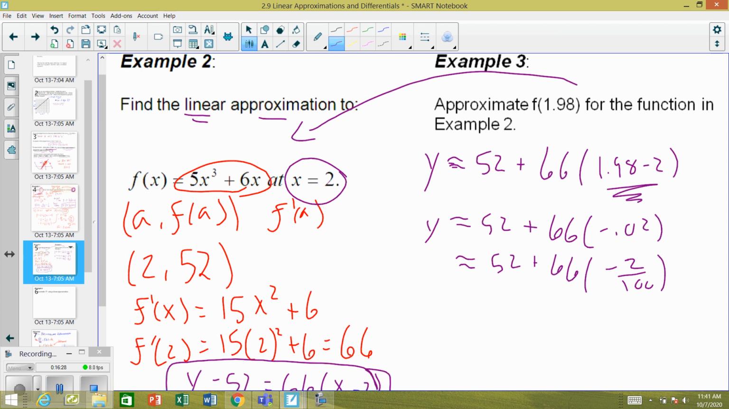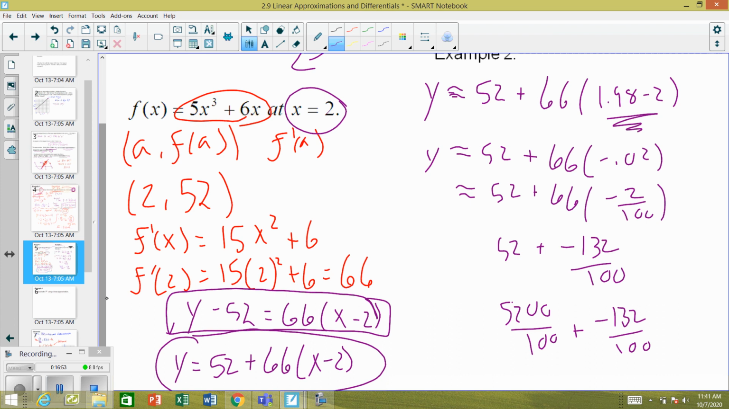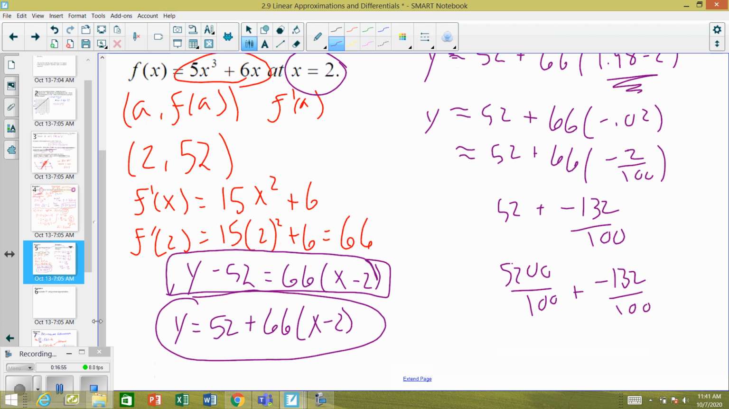And we can multiply, so we can kind of keep going with this. We could do 52 plus 66 times negative 2 is negative 132 over 100. I can get a common denominator. I can say maybe 5200 over 100 plus negative 132 over 100, and finally combine those together. So y is approximately equal to, what's that?